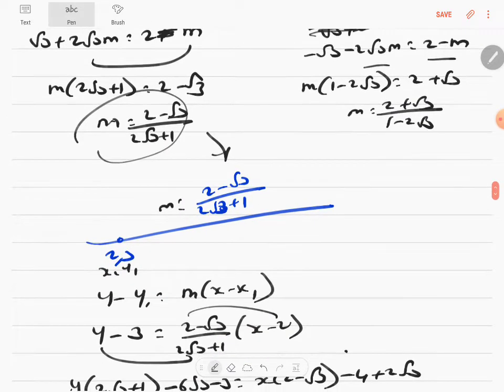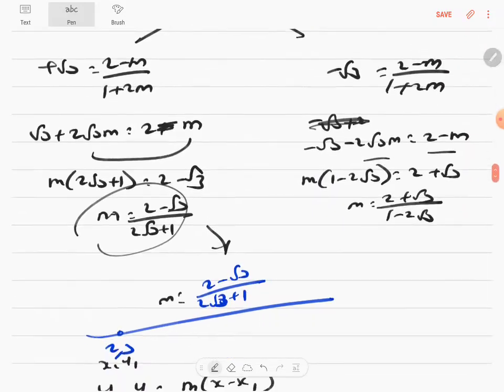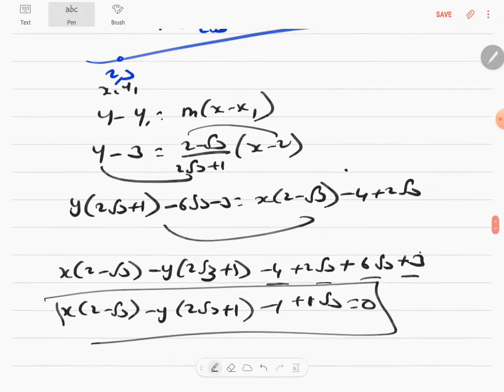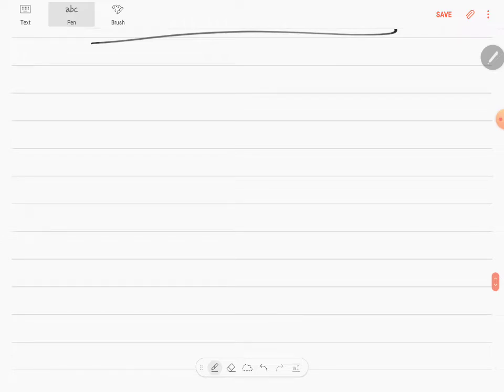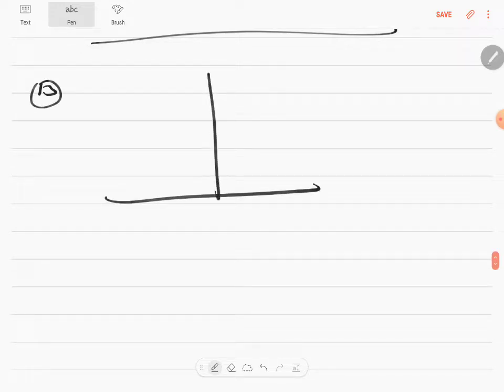So let's go to the next question. Similarly, you can also do it with this as a slope, but I'm not doing both, I'm just doing one of the solutions. So let's go to the 13th question. Find the equation of the right bisector. Right bisector means it's perpendicular and also passes through the midpoint.